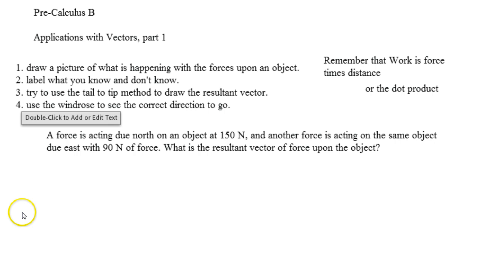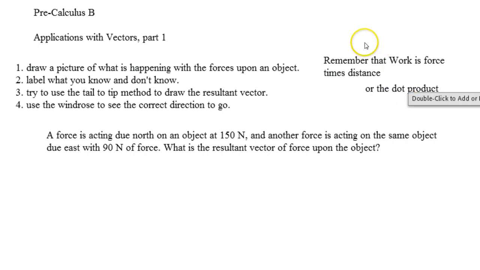Okay. My strong suggestion, like I've said before, is try to use the tail to tip method to draw the resultant vector. And also, most important, use the arrows to see the correct direction to go. So every time you start a new vector, if you're doing the tail to tip method, make sure you are drawing the arrows at the tip of the last vector that you're working with. Okay, and one more thing. Remember that work is force times distance, which in this case will be the dot product of the two vectors that we're working with.